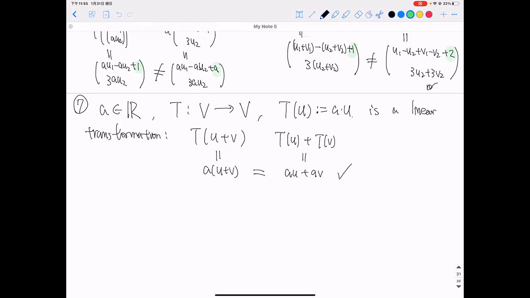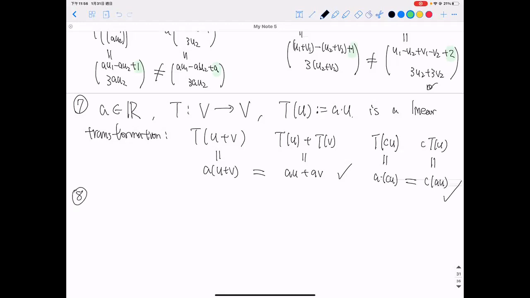So that's fine. Now for a scalar multiple, I already have a used, so I use c. T of cu and c times T of u: T of cu is a times cu. c times T of u is c times au. And these two are equal again because of some requirement for the vector space operations. So we get another example of linear transformations.